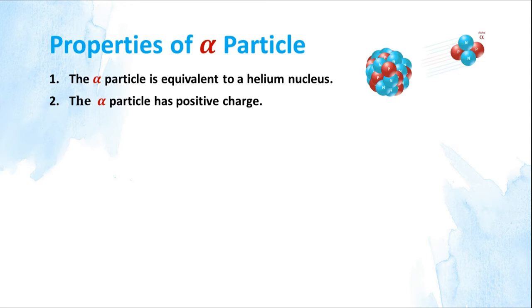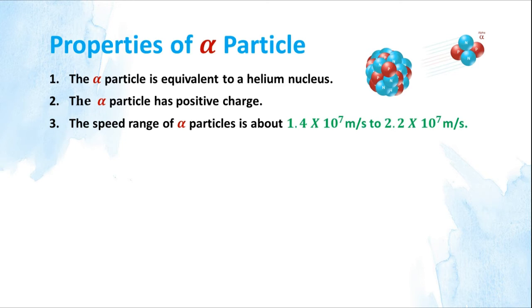The next one is that the speed range of alpha particle is about 1.4 × 10^7 meter per second to 2.2 × 10^7 meter per second. So this much speed the alpha particles can travel in the air or vacuum.